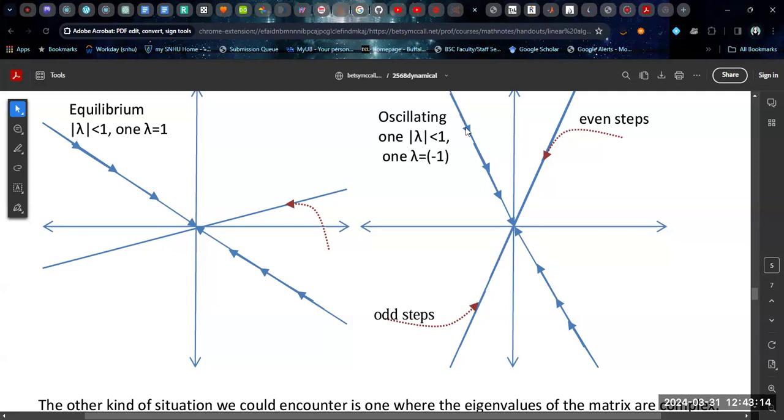The one that's less than 1 points toward the origin, but what you'll have is that even steps will appear on one side and odd steps will appear on the other side. You'll still get this behavior where the trajectory will approach a point on this eigenvector, but nonetheless, it will flip back and forth.